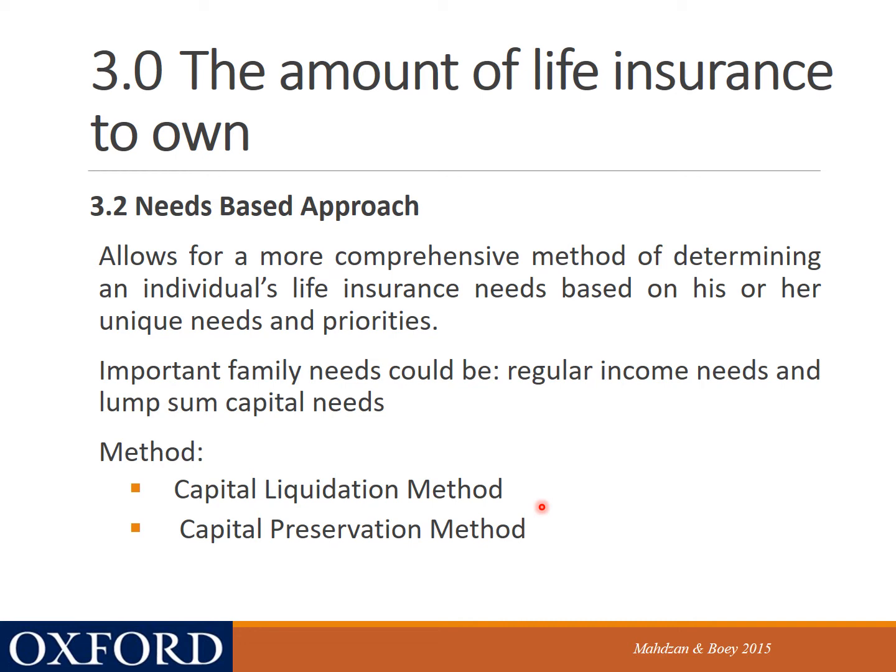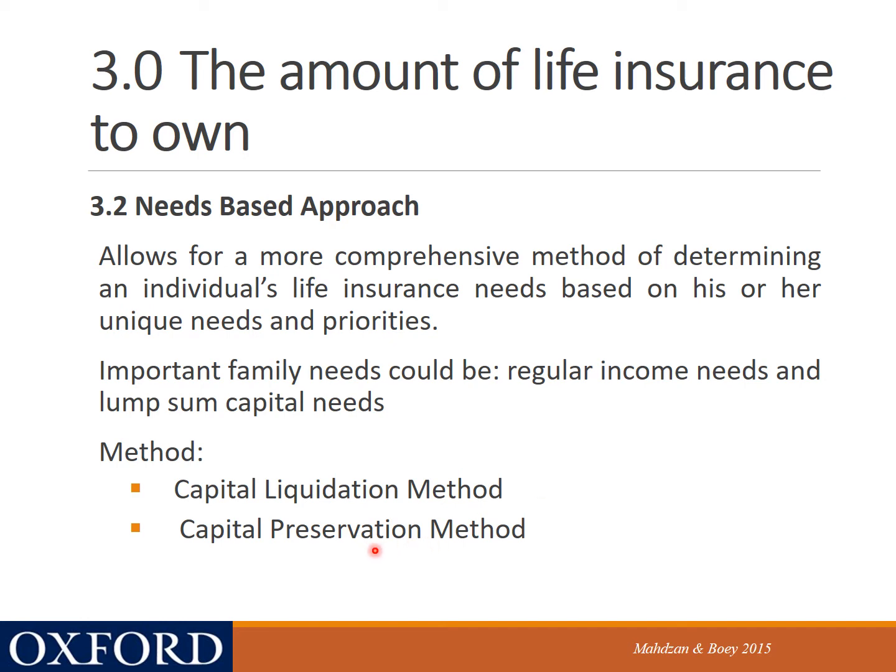So we are still taking into consideration the annuities that we want the beneficiaries to receive in the future, but at the same time we are also taking into consideration other needs, like whether this person has a housing loan or a car loan, which needs to be paid up as well. So under the capital liquidation method, we assume that the lump sum or the life insurance amount that is to be owned will be paid out until the funds are exhausted at a certain period of time.